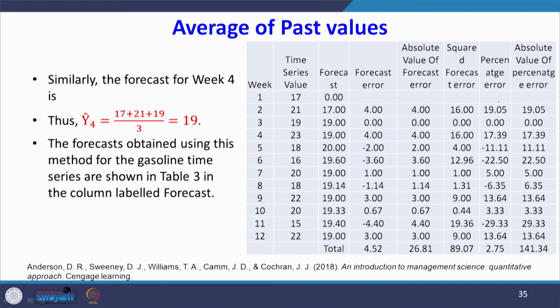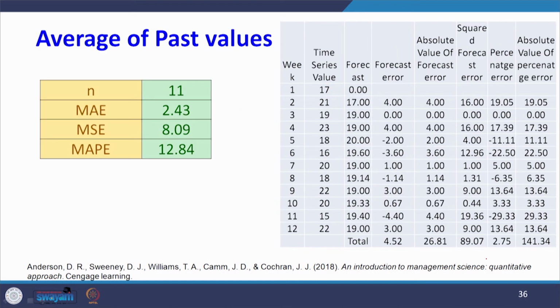Similarly, for week 4, we have to find out the forecast value. So, what we have to do? We have to average these 3, 17 plus 21 plus 19 upon 3, we are getting 19. So, this 19 will be the forecasted value for week 4. The forecast obtained using this method for the gasoline time series is shown in this table in the column labeled forecast. By using the forecasting method called average of past values, I have found the mean absolute error. Look at the table.